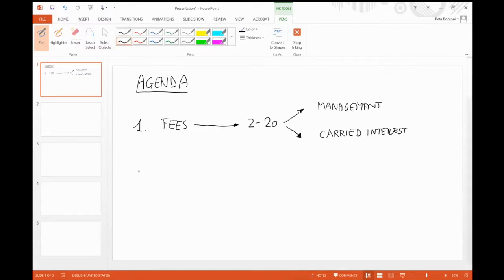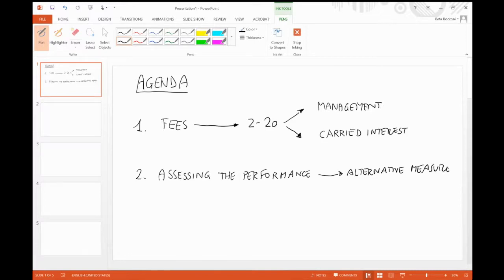Once we have analyzed the fees, we will be ready to move to point number 2, assessing the performance of private equity vehicles. And we will see a number of different alternative measures, and then we will have the possibility to apply the different measures to an application that will summarize most of the things that we are going to discuss.